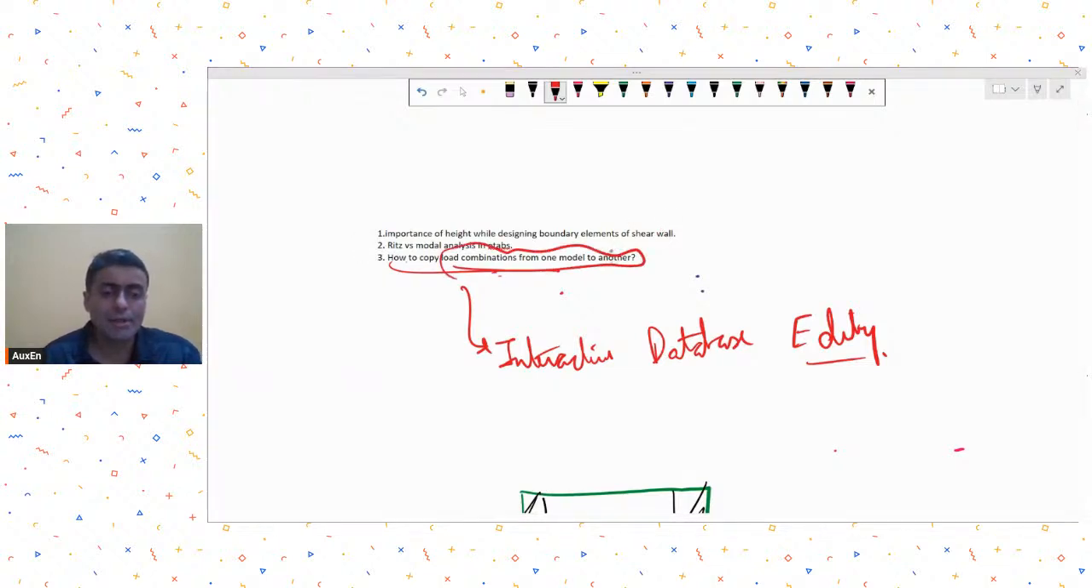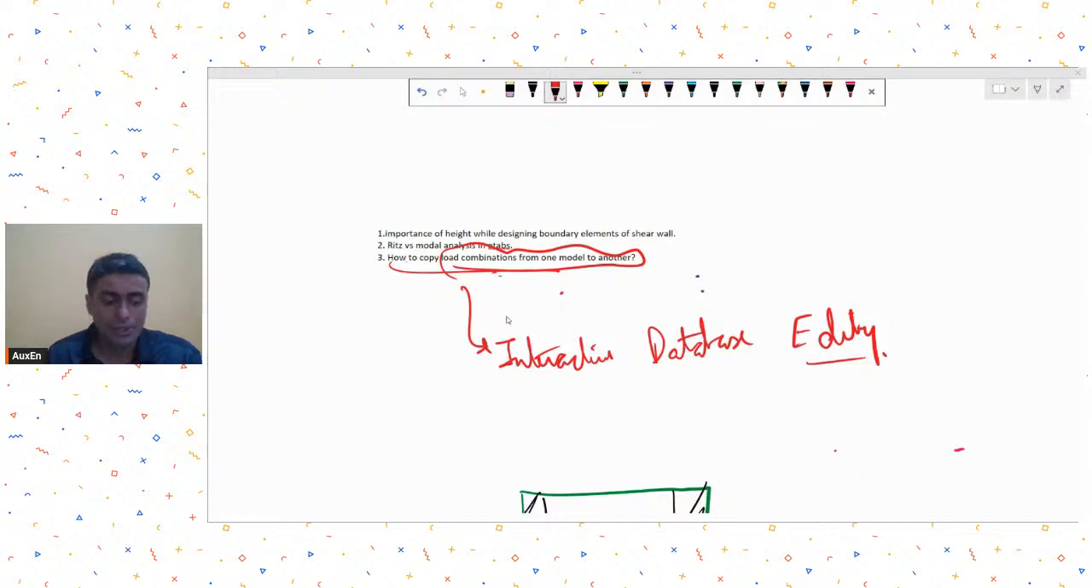Then you will see a table. Copy that table, send it to Excel, then open another model. Again, open Edit, Interactive Database Editing. Again, go to Load Definitions, Load Combinations, and bring that table to Excel.